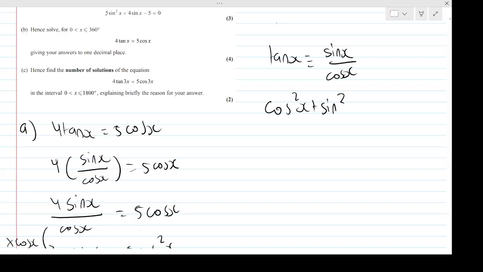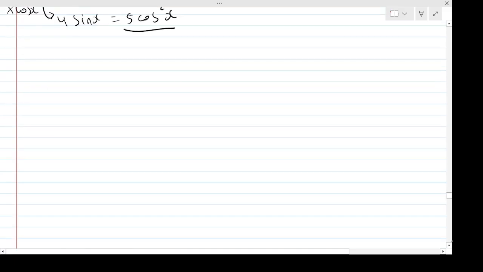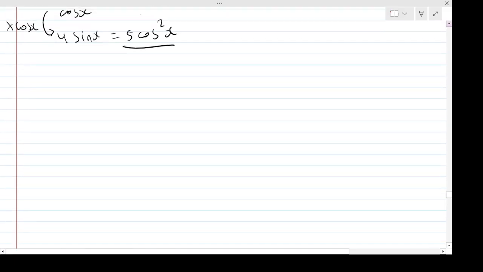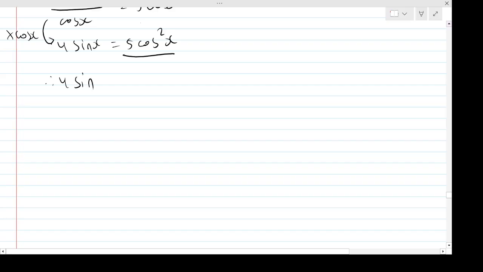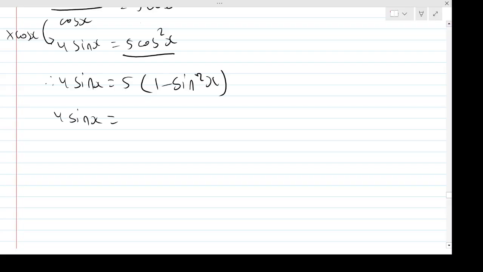I can rearrange that, can't I? Then cos squared is going to be 1 minus sine squared, right? And then I can bring that in as well. So cos squared is 1 minus sine squared, I can bring that here. So therefore 4 sine x is 5 lots of 1 minus sine squared x. If I then expand this, I get 4 sine x equals 5 minus 5 sine squared x.